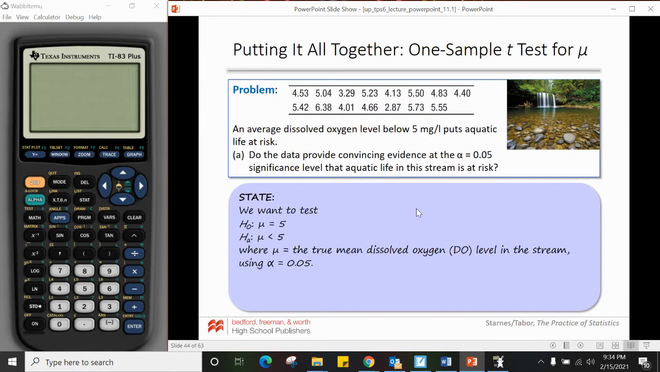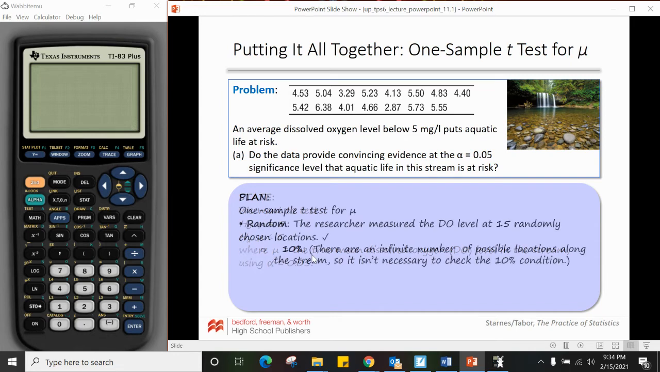So for state, we want to test, like I said, our H0 is mu is equal to 5, our HA is mu is less than 5, where mu is equal to the true mean dissolved oxygen level in the stream, using alpha 0.05. So your hypothesis, the parameter, and then the alpha level or the significance level. Those three things go in the state. In the plan, state the name, one sample t-test for mu, and then the three conditions.